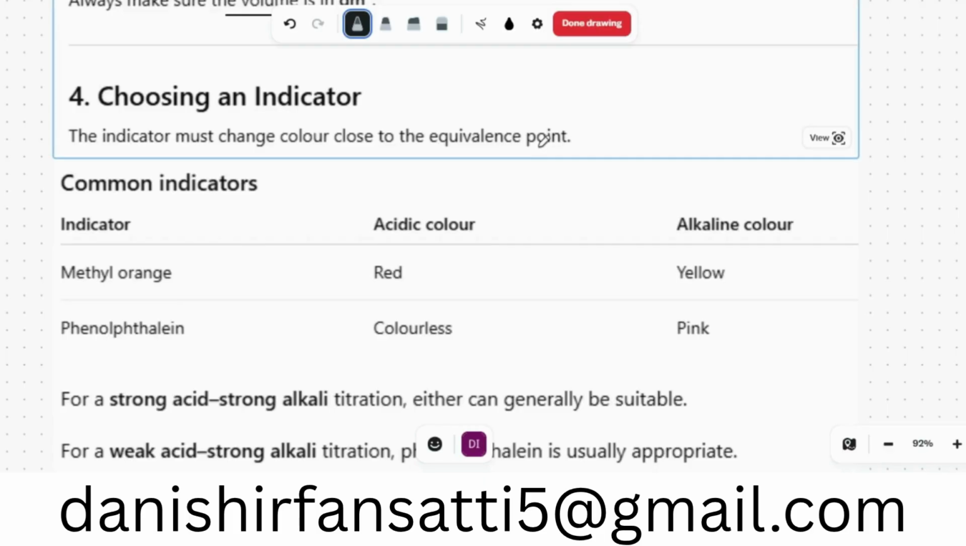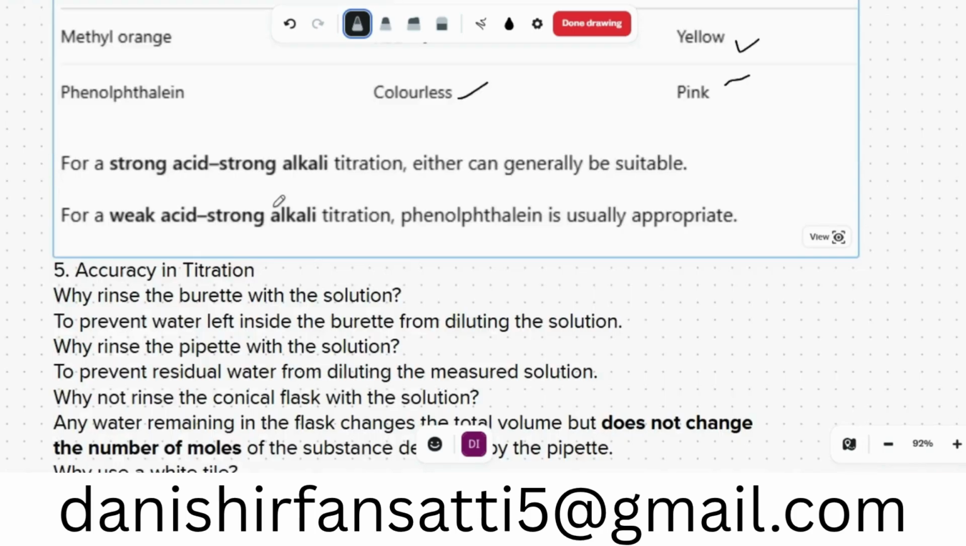Choosing an indicator. The indicator must change color close to the equivalence point. Indicators have an acidic color and an alkaline color. For example, methyl orange is red when acidic and yellow when alkaline. Phenolphthalein is colorless in acid and pink in alkaline. For strong acid and strong base titrations, each can generally be suitable.